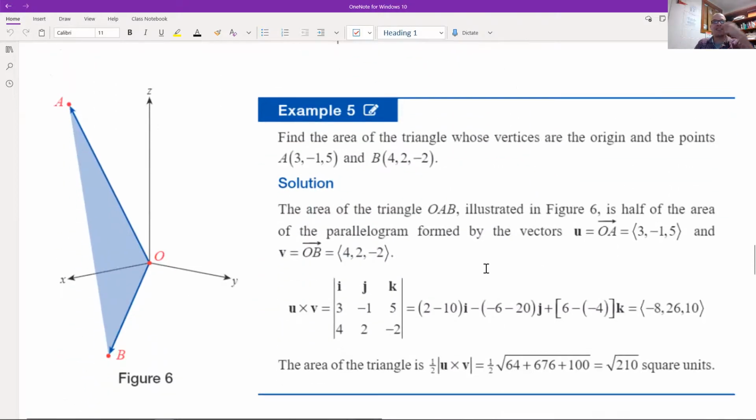Example 5, I left the solution here because it's kind of boring. Once we've been calculating areas of parallelograms, the area of a triangle's not too big of a deal. All you do is take half of the area. So calculate the cross product for these two vectors, and then multiply the magnitude of that cross product by 1/2, and you get the area of the triangle.